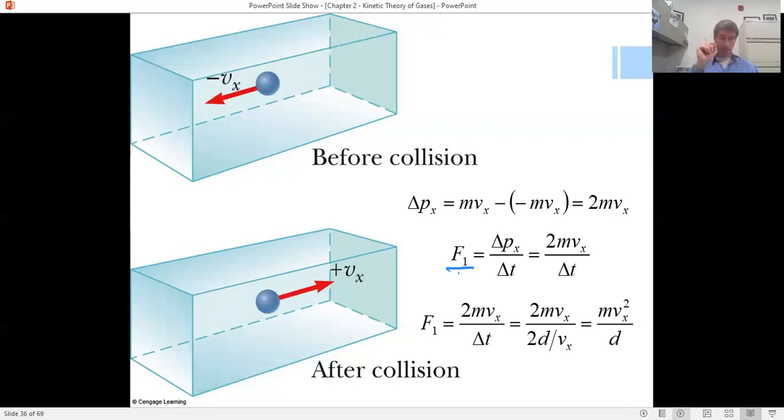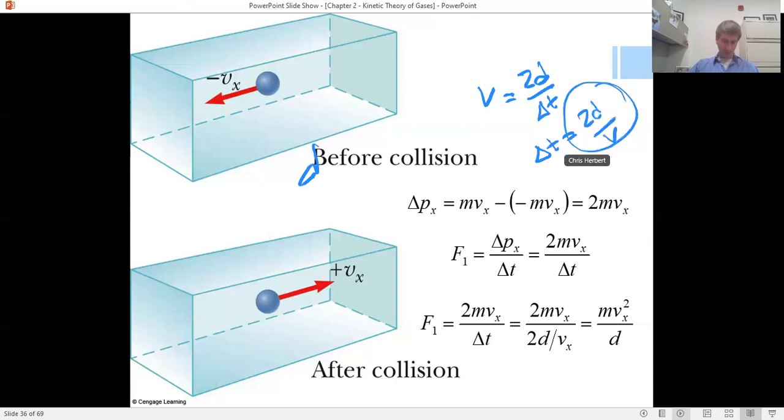But the average force for this one particle hitting the wall is going to be the change in momentum divided by the time it takes before it hits the wall again. So I put that all together. And again, we know that velocity equals distance divided by time. It travels 2d over delta t. Okay, distance divided by time, round trip, 2d, the distance one way is d. And therefore, delta t equals 2d divided by v.